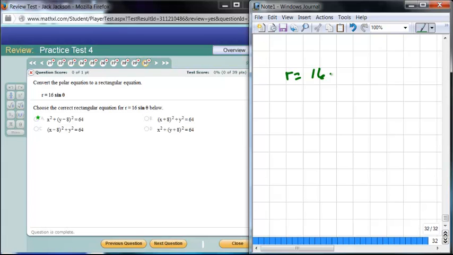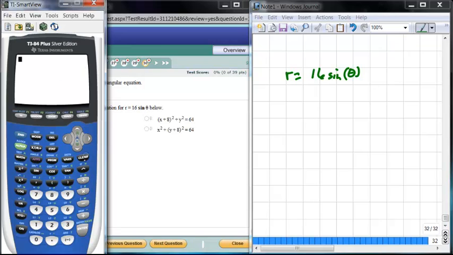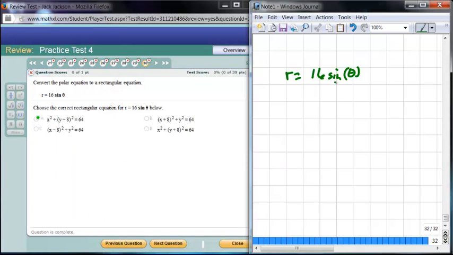R is 16 sine of theta. Okay. And we can do this a couple of ways. One thing is we can put it in polar mode and actually just graph it on here. That might be helpful to see it. We can also, though, change it to rectangular coordinates. Let's multiply both sides by r. And notice this little trick is helpful because r sine theta is just y. And r squared then becomes x squared plus y squared.